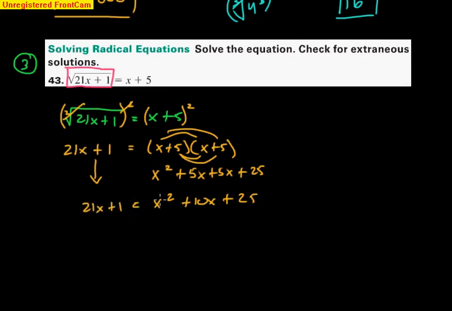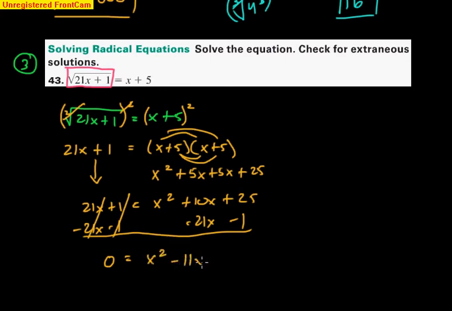And now since we have a lot of these x's, and we have an x squared and x, we want to bring everything to one side. So let's bring everything to the x squared side by subtracting it, and subtracting the 1. So on this side we do get 0. And on the right side we get x squared minus 11x plus 24.